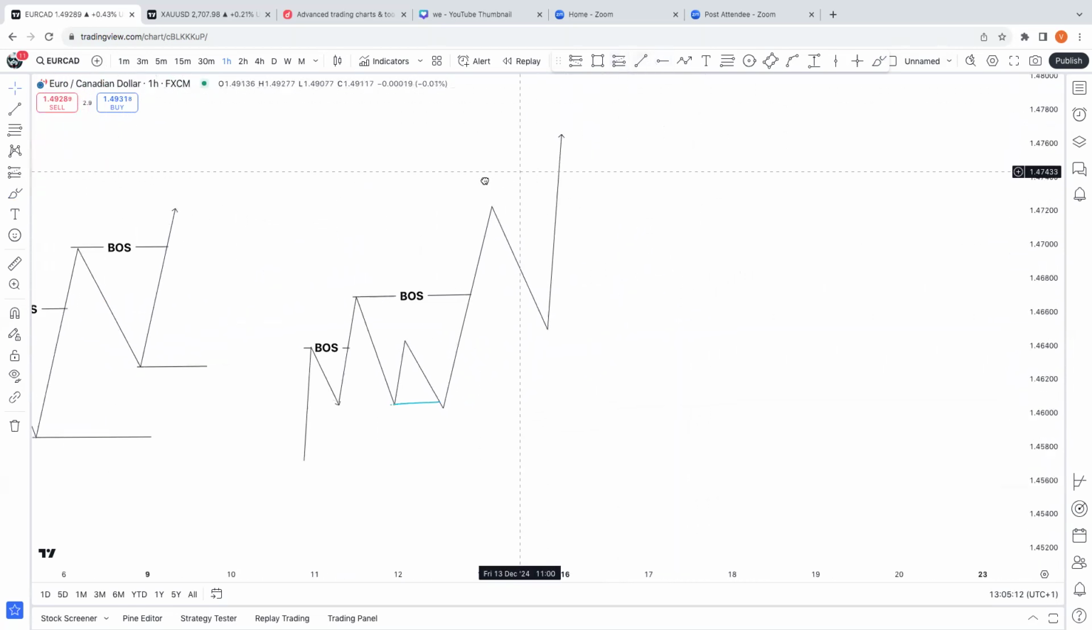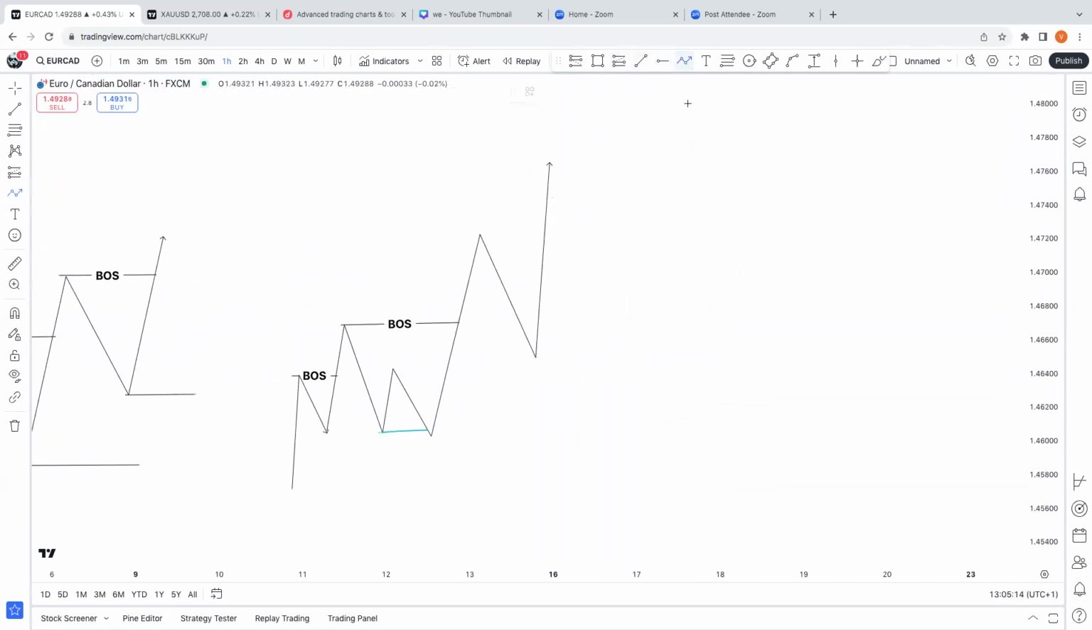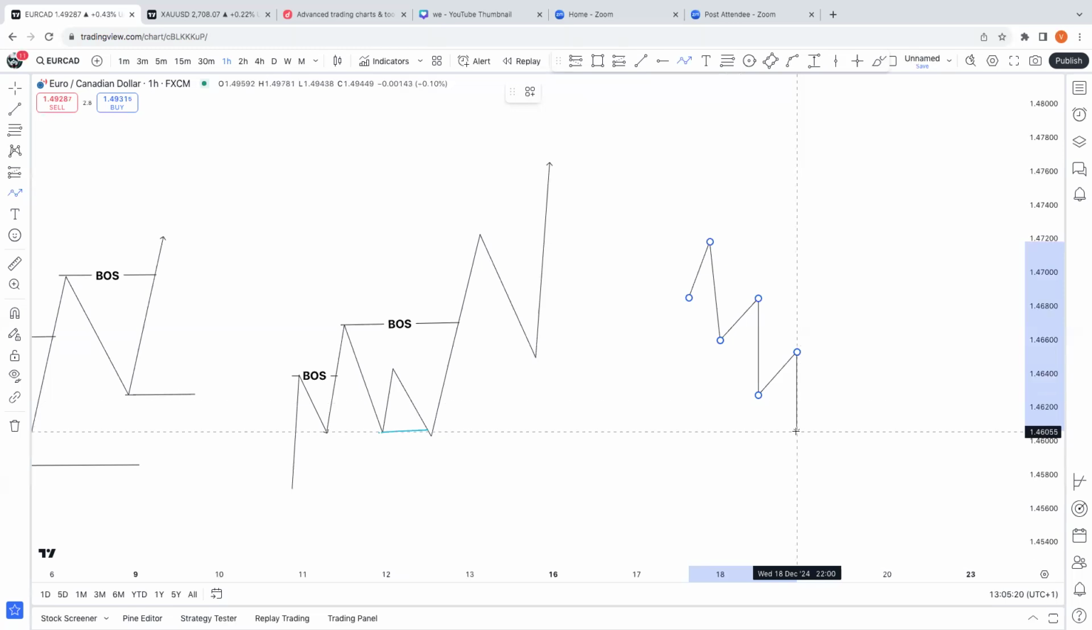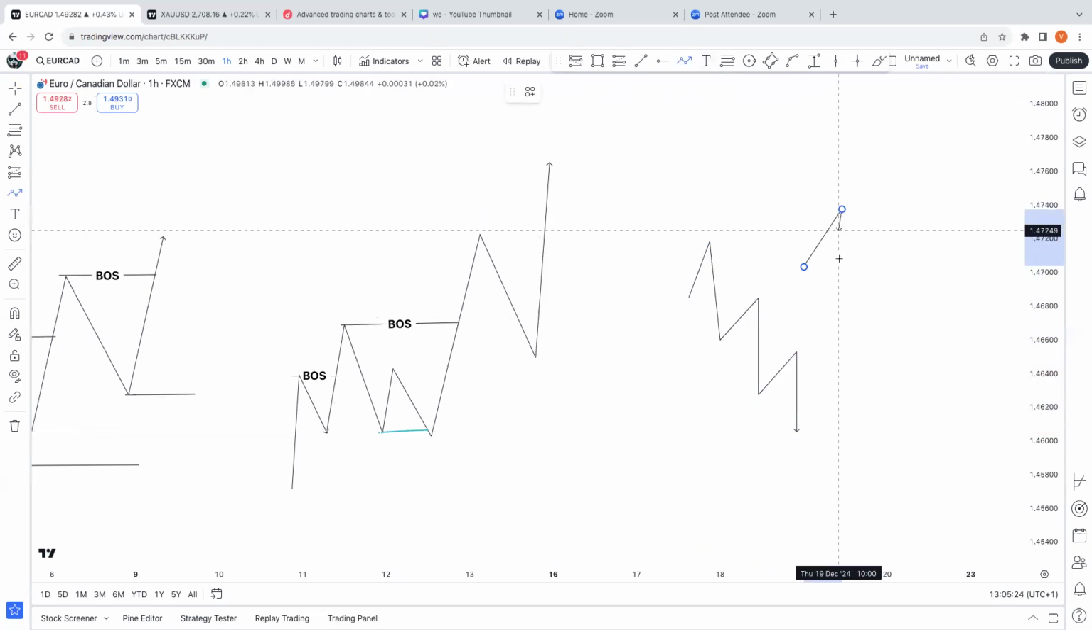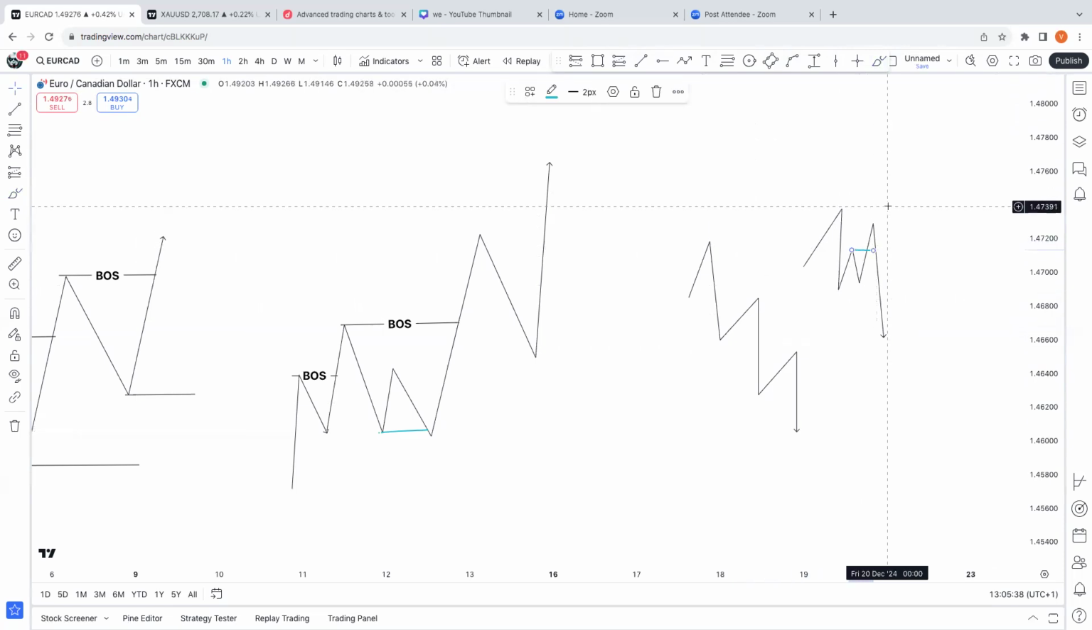Also, let's consider a bearish scenario. Let's say you have lower highs and lower lows. This is an ideal market. Let's say we also have a situation where price does things like this. This is not a change of character. Now, why is it not a change of character?